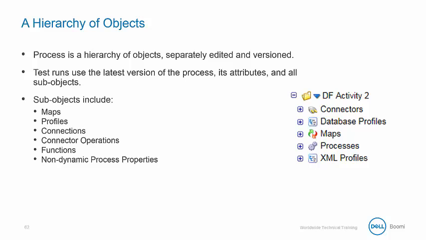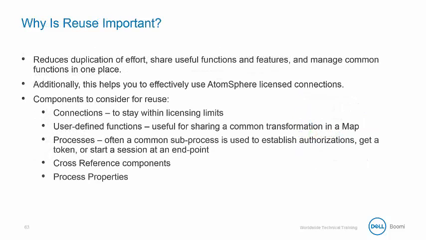All of these examples of sub-objects are components: maps, profiles, connections, operations, functions, and non-dynamic process properties. These each have a unique component ID and can be versioned independently. Boomi is designed so that you can reuse numerous components. This reduces duplication of effort, shares useful functions and features, and allows you to manage common functions in one place.